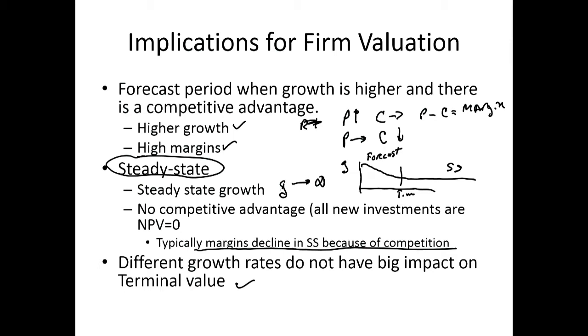You have to be careful here, because you see many models where people say, I change the growth rate and I can get any value I want. But if you increase the growth rate and the terminal value just jumps to infinity, or a very large number, you're not doing something right, because you're not taking into account the fact that in steady state what you're earning on your investment should be equal to the required rate of return. And typically what people don't do is reduce the margins, and they assume those margins continue forever. So that's one of the things we need to do.